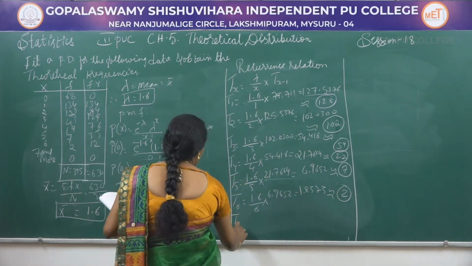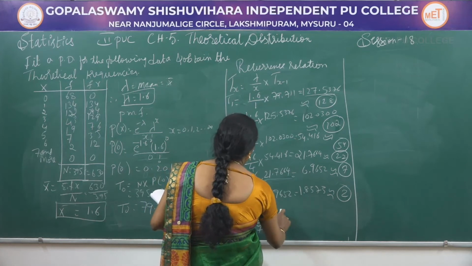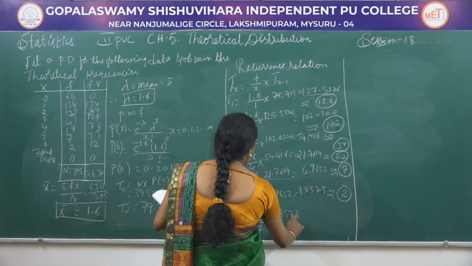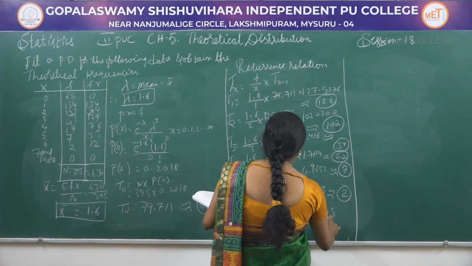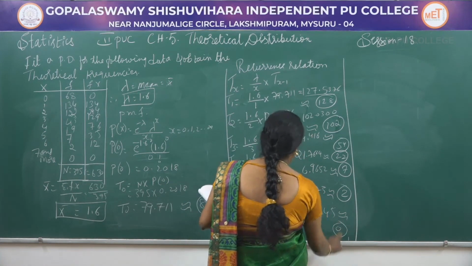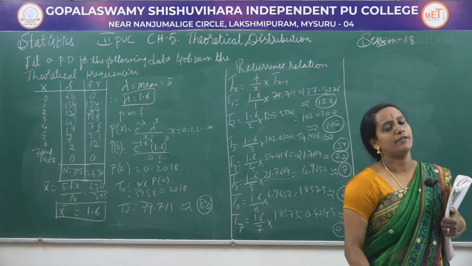And the last one is T7. It is 1.6 by 7 into 1.8573, is equal to 0.4245, approximately equal to 0. So, this is how we have calculated the theoretical frequency.